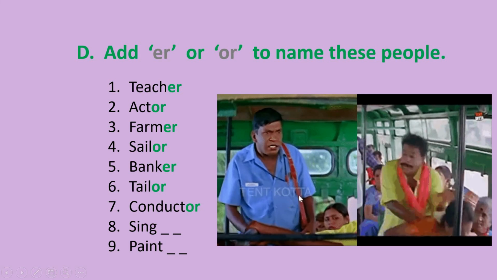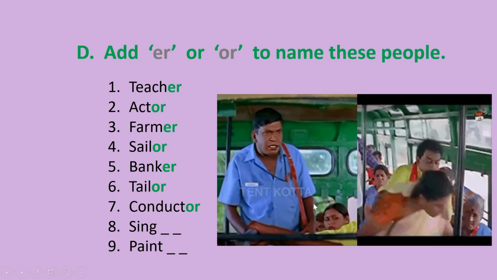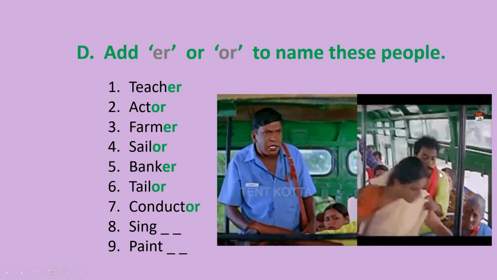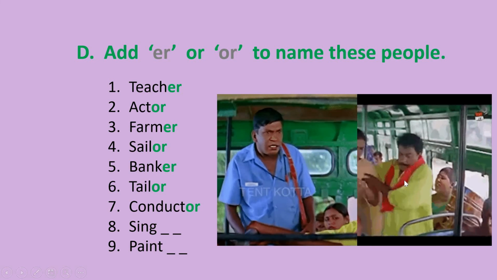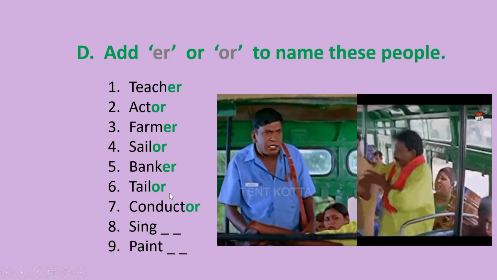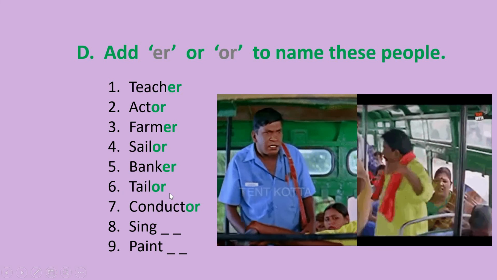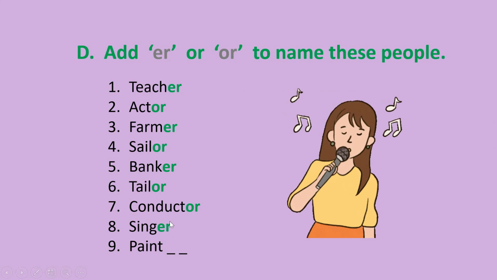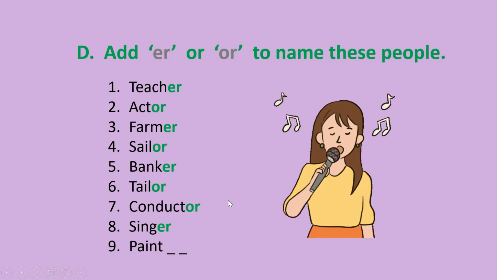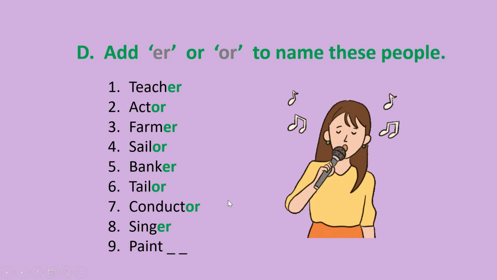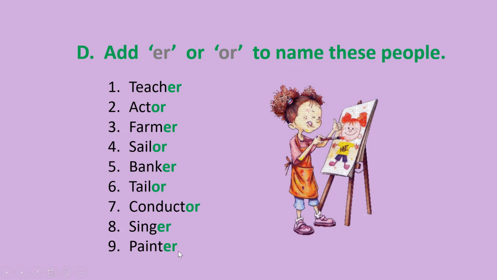See here, you can see he's asking for the ticket, and in the other it's a funny clip. In this you can see he is helping to make everyone sit. Next, number 8 is singer. Okay, for singer you have to add ER. Okay, now the last one, ninth number is painter. For painter you have to add ER.